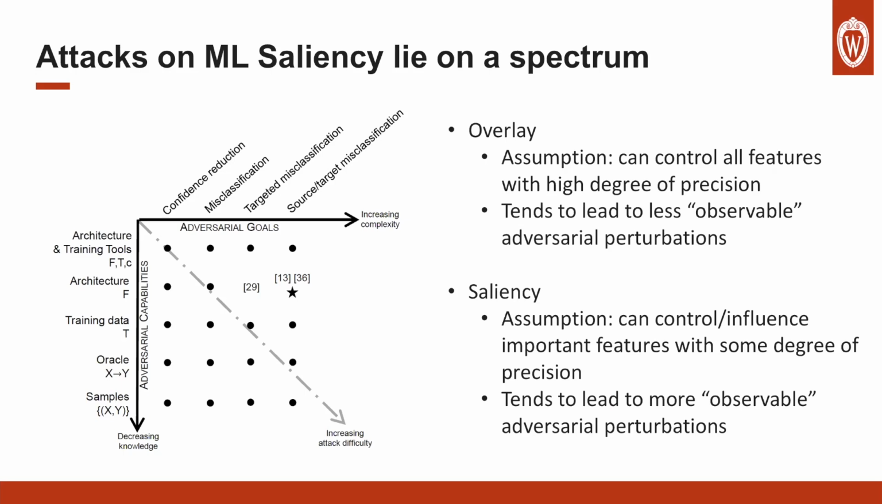Now, this leads to some very different kinds of threat models. So again, if we're thinking about how they're being used in systems, if we're thinking about a car, in order to use an overlay attack on a stop sign, you have to be able to perturb every single input, that is every single pixel, in that image of the stop sign and feed that through the system.